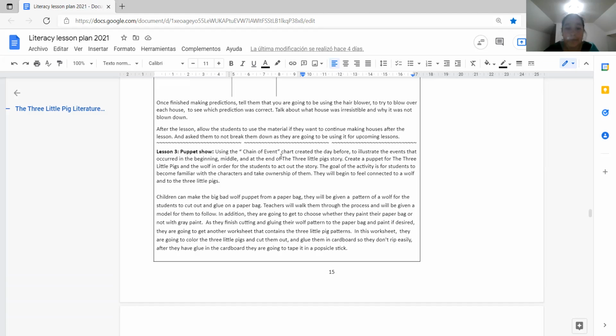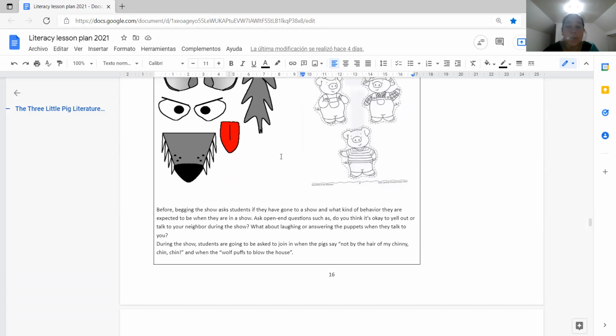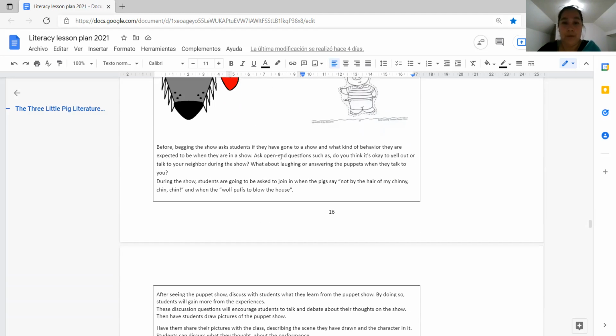And then after they color the puppet, the teacher is gonna do a demonstration of how to put the puppets together. And we're gonna let the students play around with their little puppets for a little bit while the teacher gets ready for the puppet show.